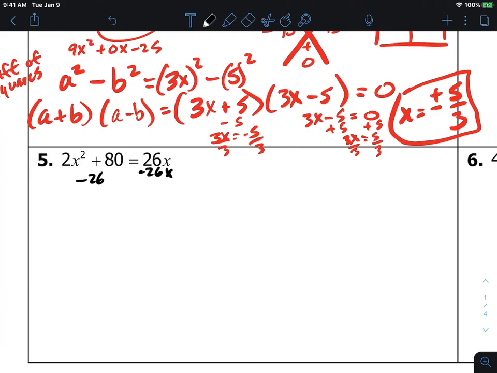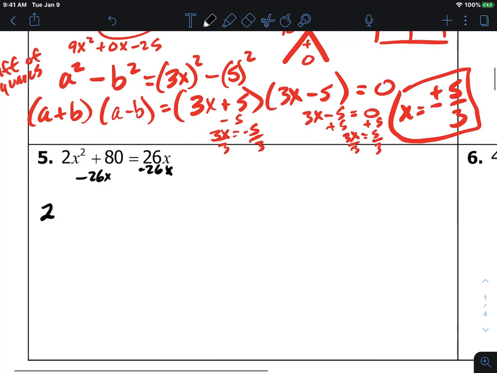And I'm just writing it kind of in the middle because it's not taking away from anybody, and it's the only term with the single x to the first power. So that's going to be 2x squared minus 26x plus 80 equals 0.